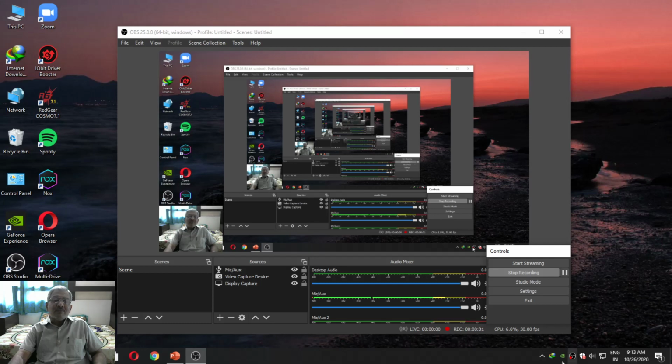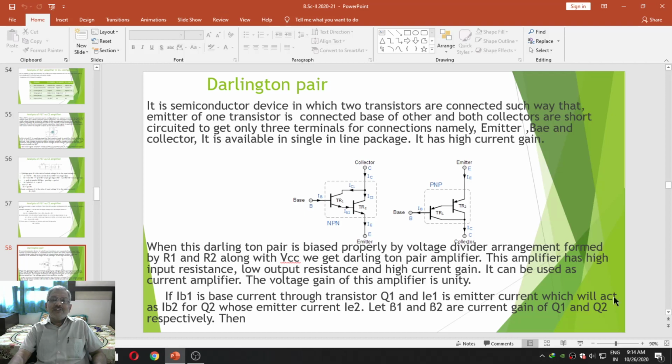Dear students, we are going to continue with topic number 3. In that, we are going to start with a special type of amplifier that is known as Darlington pair amplifier.